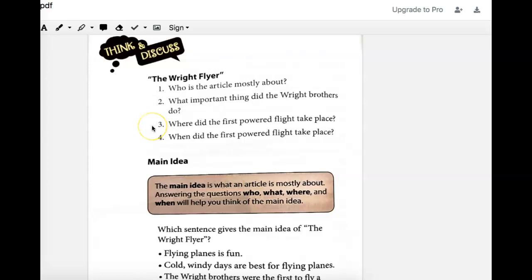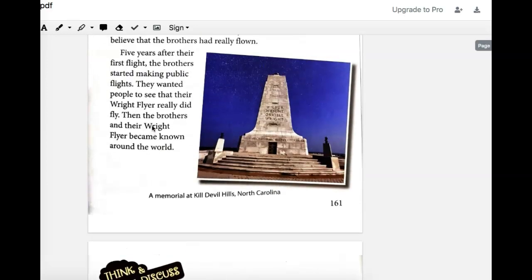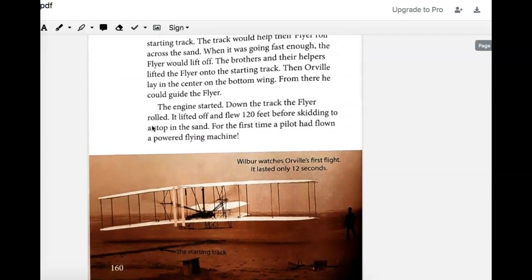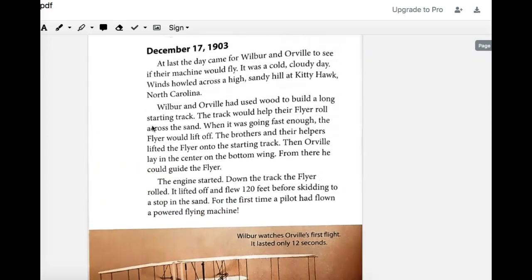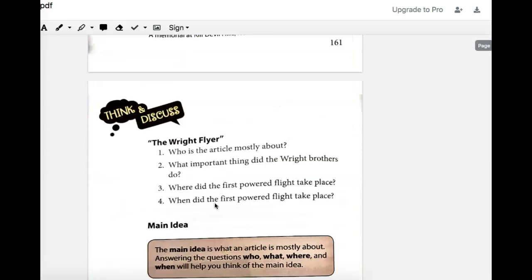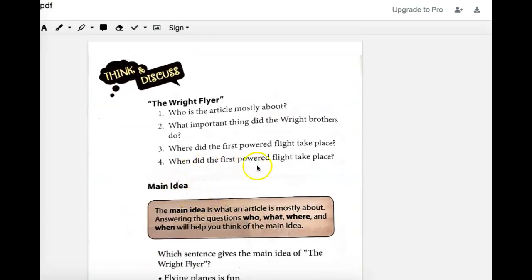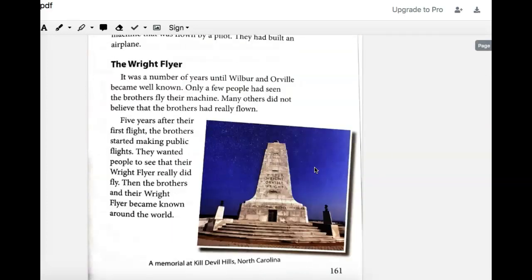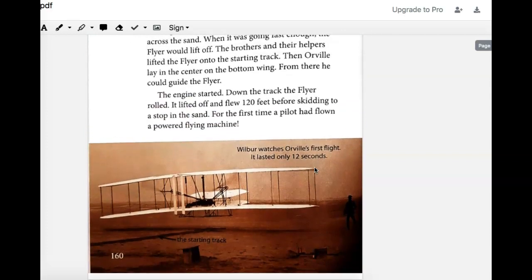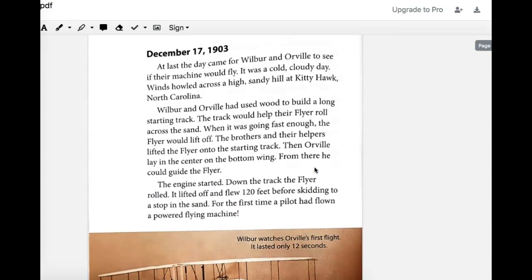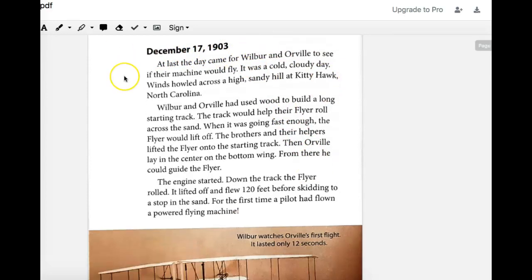Then number 3, where did the first powered flight take place? Do you remember? It was on page 160 at Kitty Hawk, North Carolina. Very good. Then when did the first powered flight take place? The answer is on the same page. When was it? December 17, 1903. Excellent.